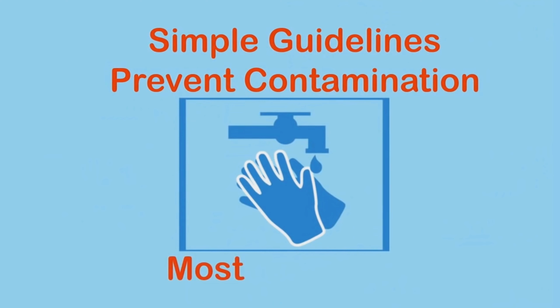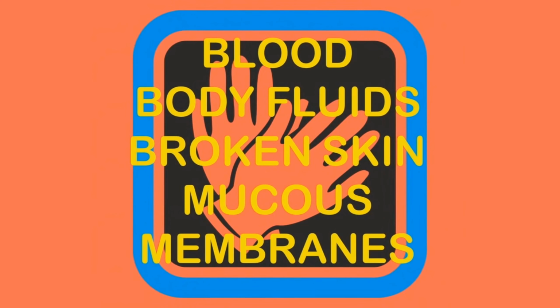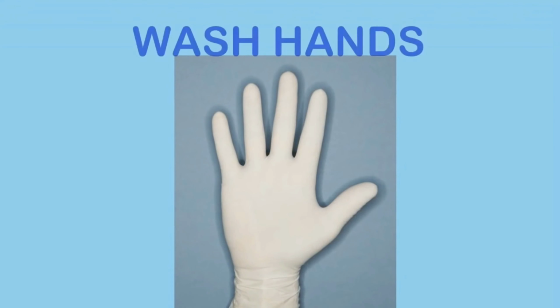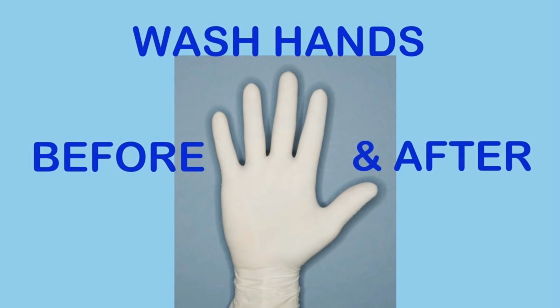This can be prevented by following simple guidelines that will protect you from exposure. You don't know if someone with a contagious disease has touched the surface, so good hand washing is the first and most effective method to prevent spreading infections. Always treat blood, body fluids, broken skin, and mucous membranes as if they were infected, and use proper gloves before cleaning anything that may have been exposed. Wash your hands before putting on gloves and immediately after removing them.